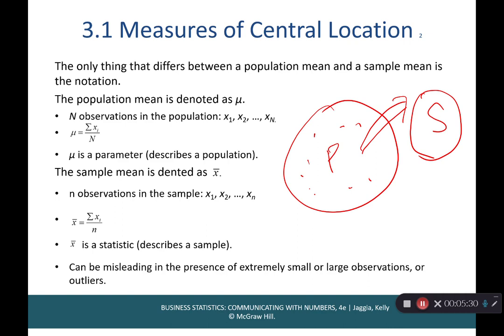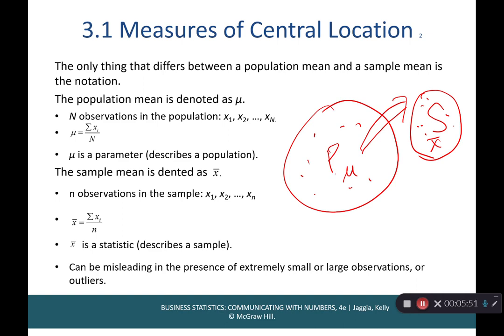Now, typically we don't have enough time, money, resources to calculate a population mean, so we take a smaller sample out of our population and we can calculate values there. Now, if we want to calculate a mean of the sample, then we're calculating X bar. Okay, so they're both means. One comes from the population, one comes from the sample.